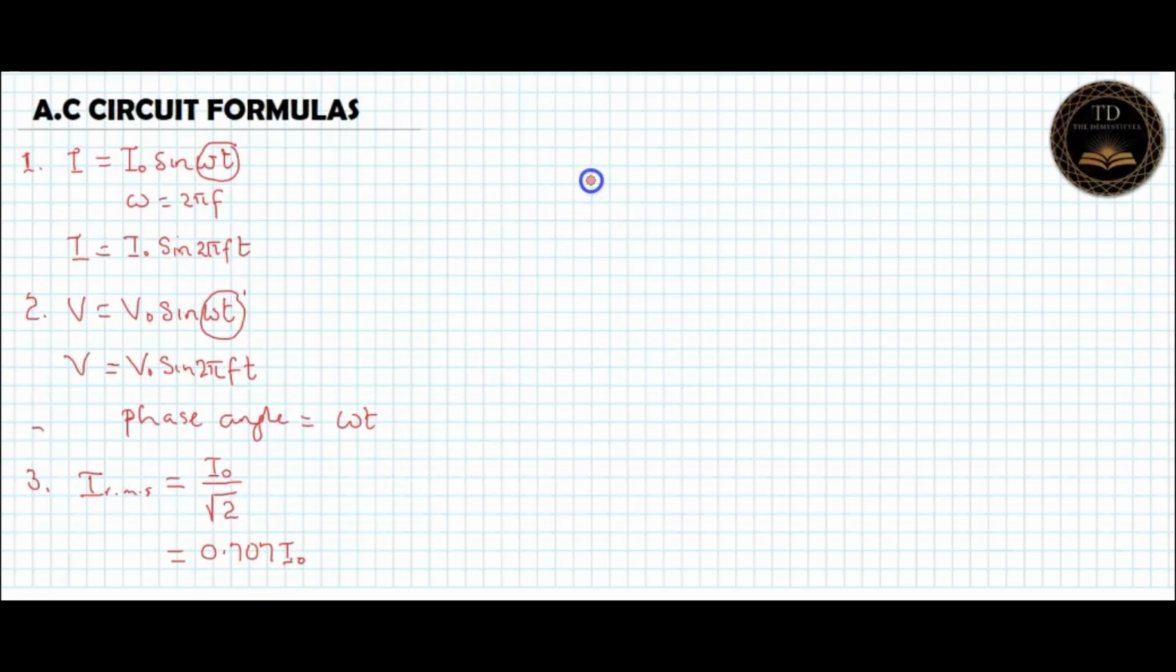All right, now next formula is similar to this one, and it's the root mean square voltage. Root mean square voltage is also given by V naught over root of 2. Similarly you can write it as 0.707 V naught.